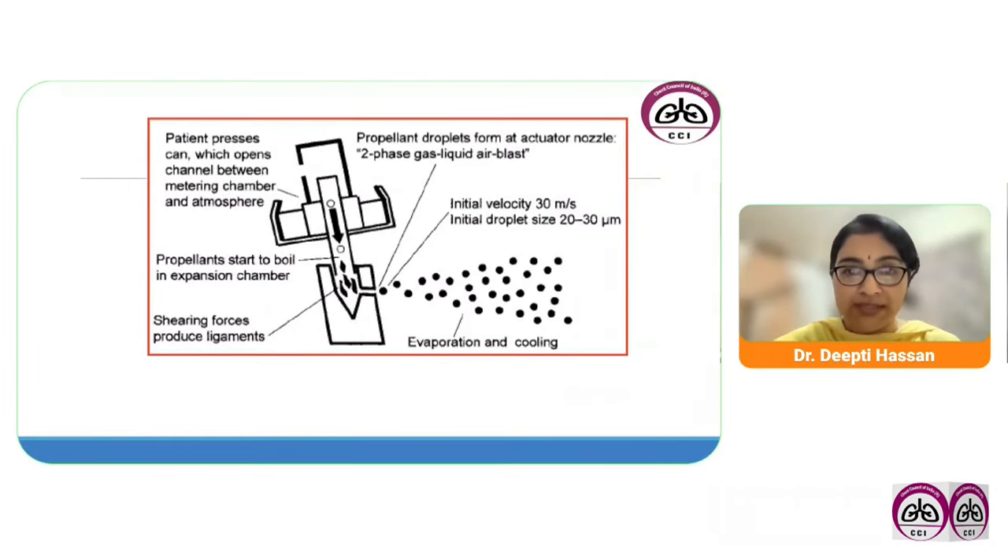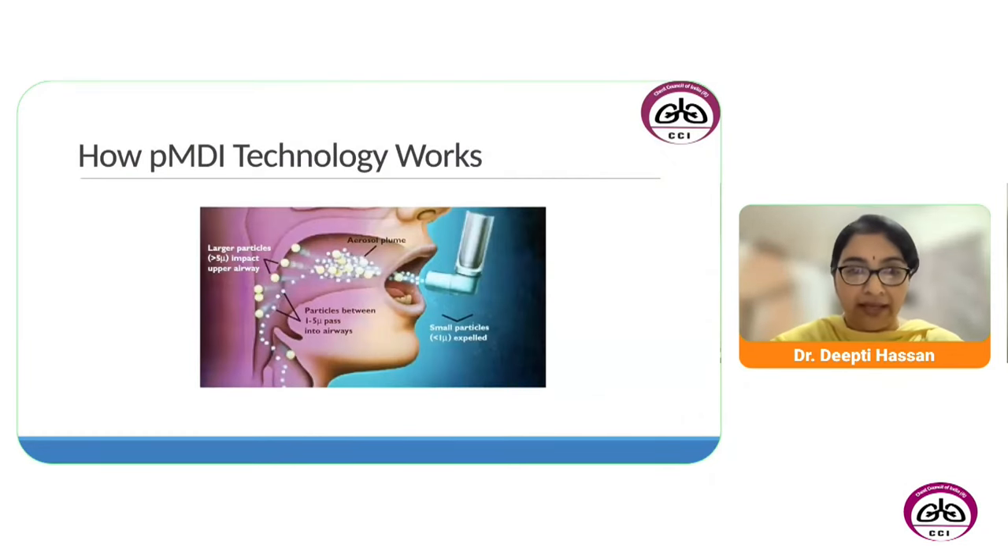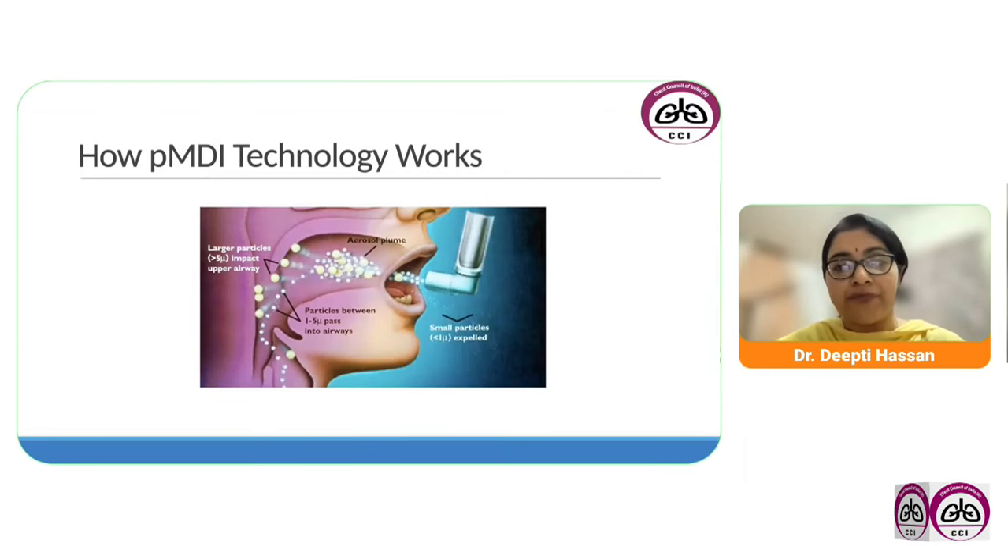There are shearing forces, which lead to the propellant droplets that form at the nozzle. And then later you have the drug that comes out with an initial velocity of 30 meters per second and a droplet size of up to 30 microns. Later there is an evaporation and cooling. And that is what is called the cold freon effect. That is, the patient feels a sudden cold effect, which causes cough and bronchospasm. So that is one of the negative points about an MDI.